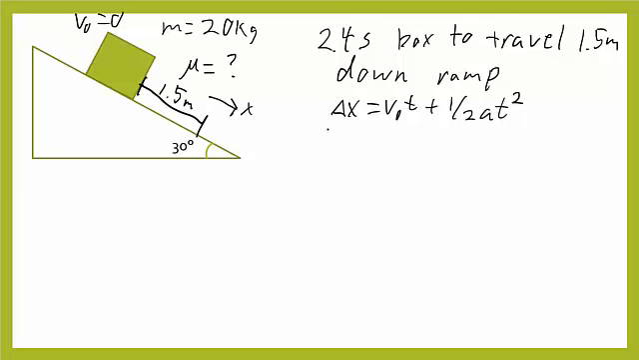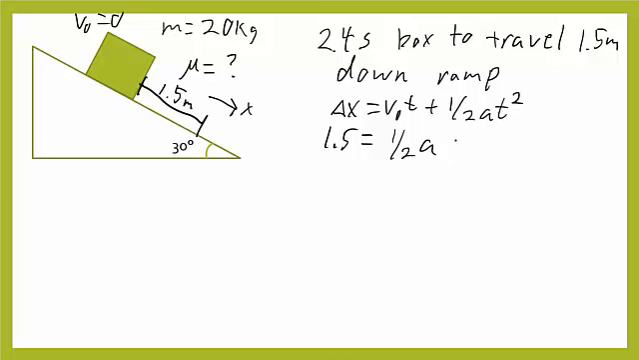Alright, so my delta x there is 1.5. This goes to 0. I have 1/2 times my acceleration. This is not gravitational acceleration, right? We're not in free fall here. We don't know what our acceleration is. That's what we're going to find here so that we can use that with our force analysis in order to find this coefficient of friction.